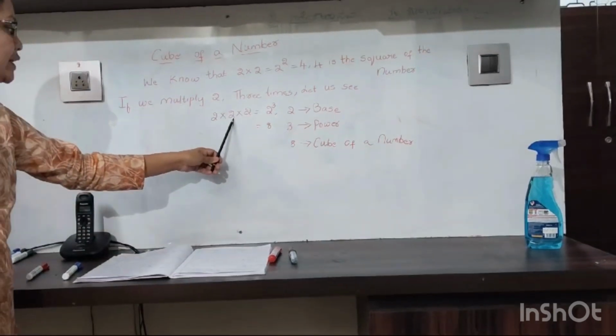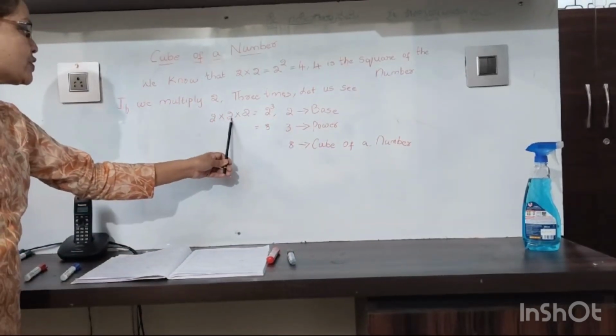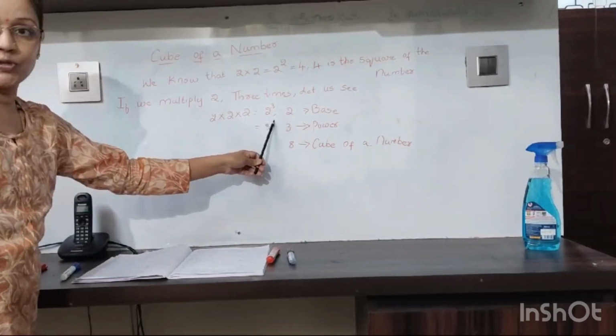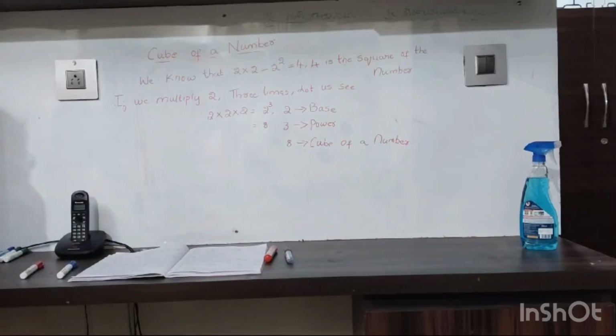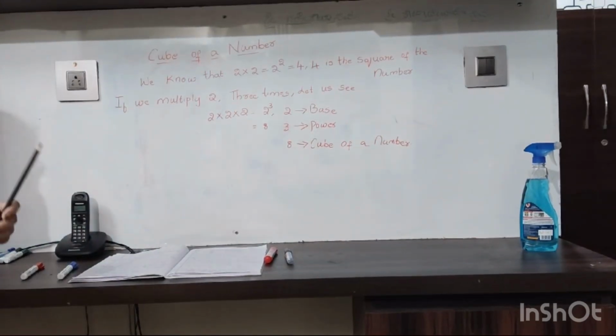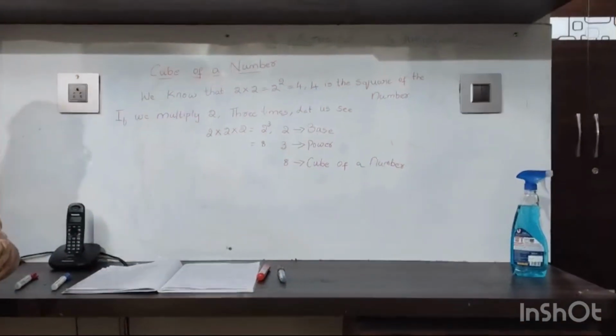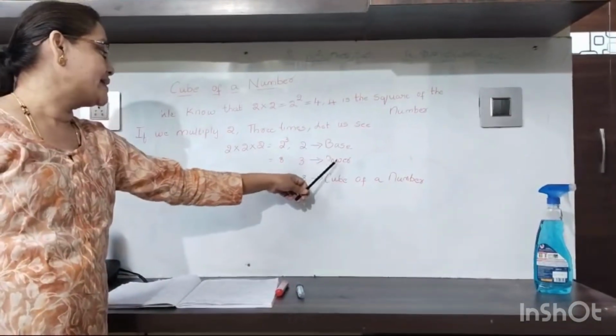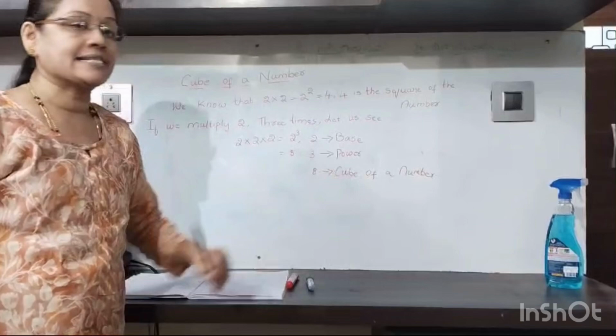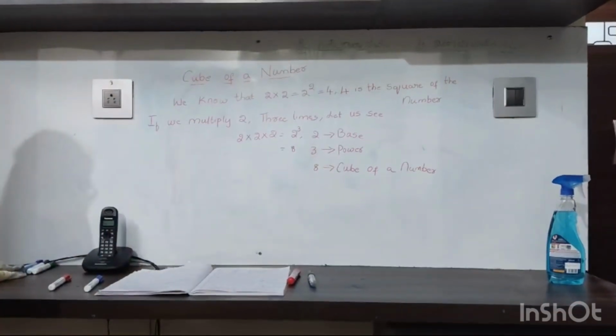Similarly, multiplying 2 three times, 1, 2, 3, is equal to 2 cube, which is equal to 8. 8 is called the cube of the number. I think you people have understood. 2 is the base, 3 is the power, and 8 is the cube of the number.